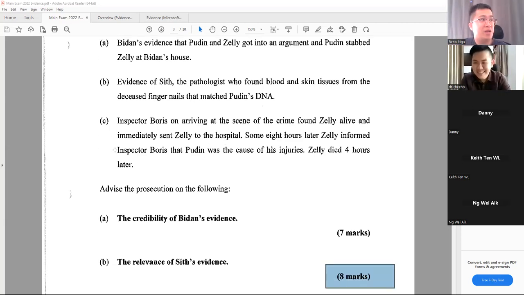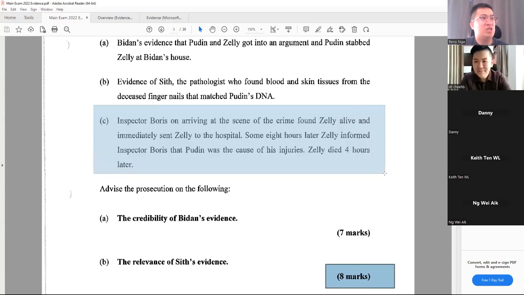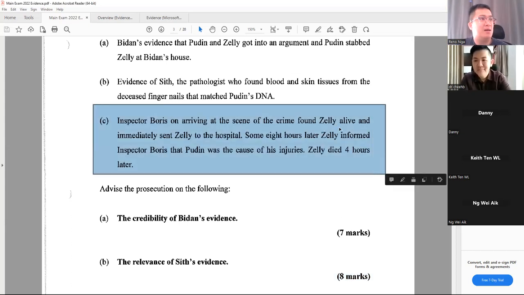Okay, let us proceed to C, which is Zeli informed Inspector Boris that bleeding was the cause of his injury. Zeli died 4 hours later. So, actually, I would like to have your input, but nobody wants to answer me. Okay. For me, I think it's quite clear this is a dying declaration. Or alternatively, we can admit under section 32, sub 1I or J.